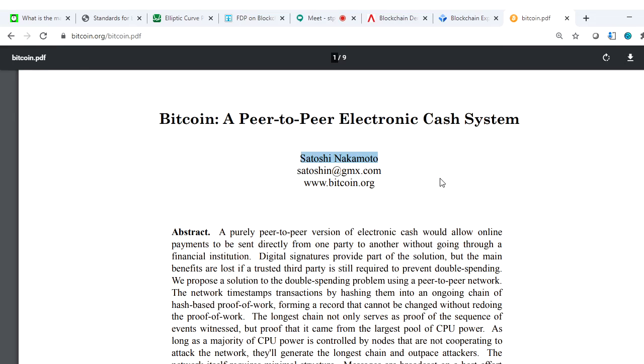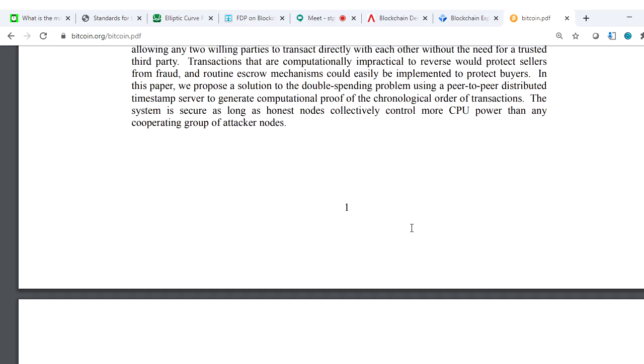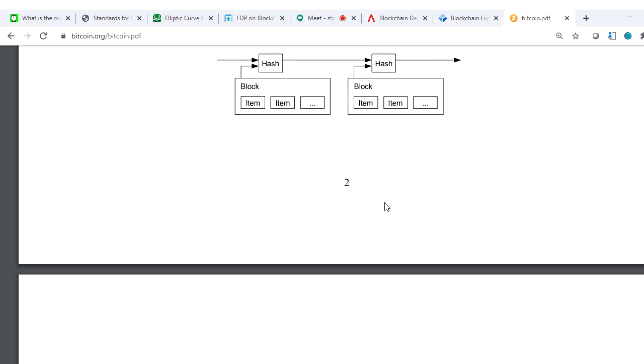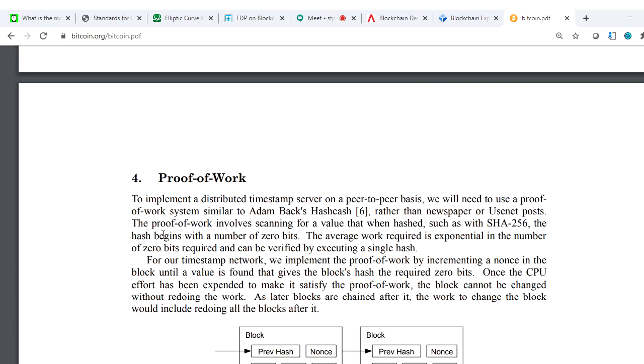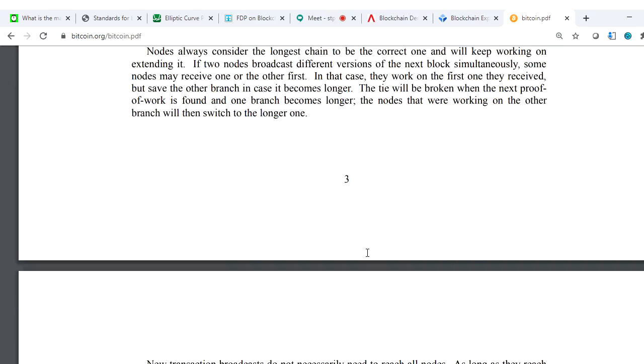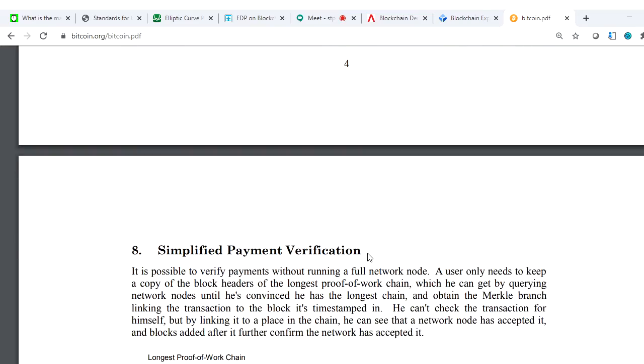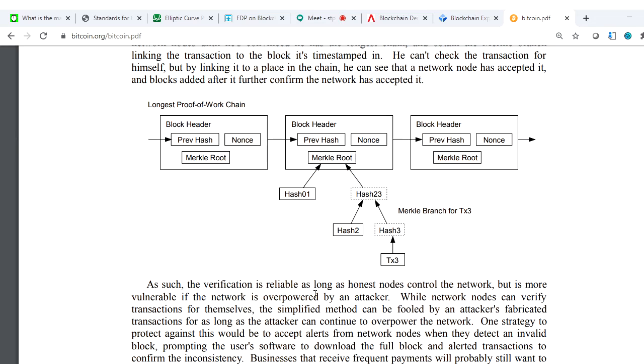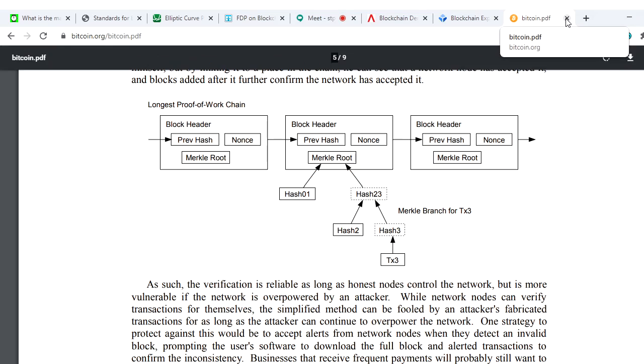In this they have clearly given why the confirmation is after 6 blocks, how fork values will be handled, and how the nonce will be generated. All these things are given here: how proof of work functions, and how the Merkle tree is formed. All these things are given in this paper.